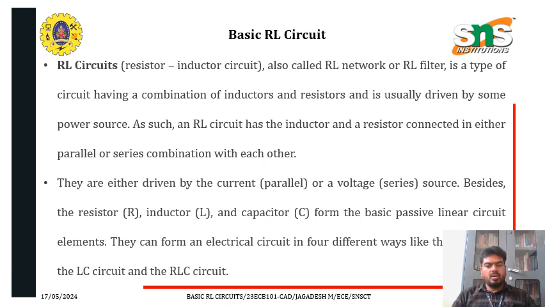So this circuit, network, or filter is a type of circuit having a combination of inductor and resistor and is usually driven by some power source. As such, an RL circuit has the inductor and the resistor connected in either parallel or series combination with each other. So they are either driven by current, that is the parallel, or a voltage, that is the series source. Besides the resistor R, the inductor L and capacitor C form the basic passive linear circuit elements. They can form an electrical circuit in four different ways, like the RLC circuit and the RC circuit.